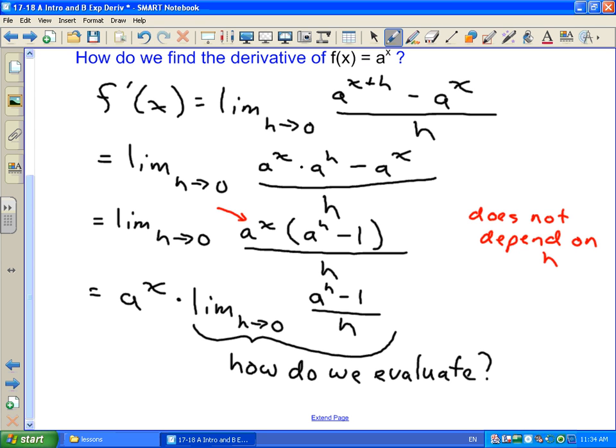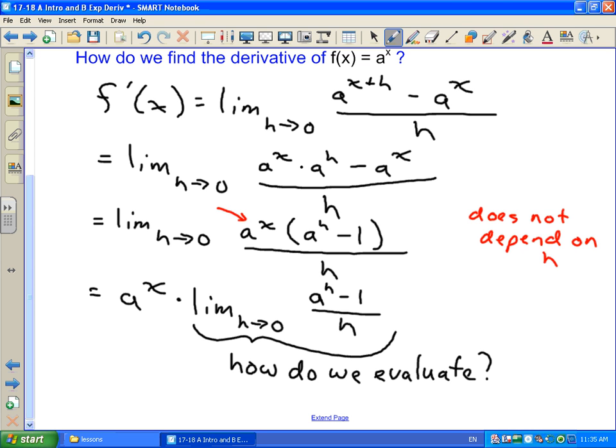There are probably ways of doing it analytically. I don't know any of them off the top of my head. So we're just going to do this numerically. We're going to pick a value for a. We're going to pick some values of h that get smaller and smaller and smaller, so we're approaching 0. And we're going to see what this expression works out to.